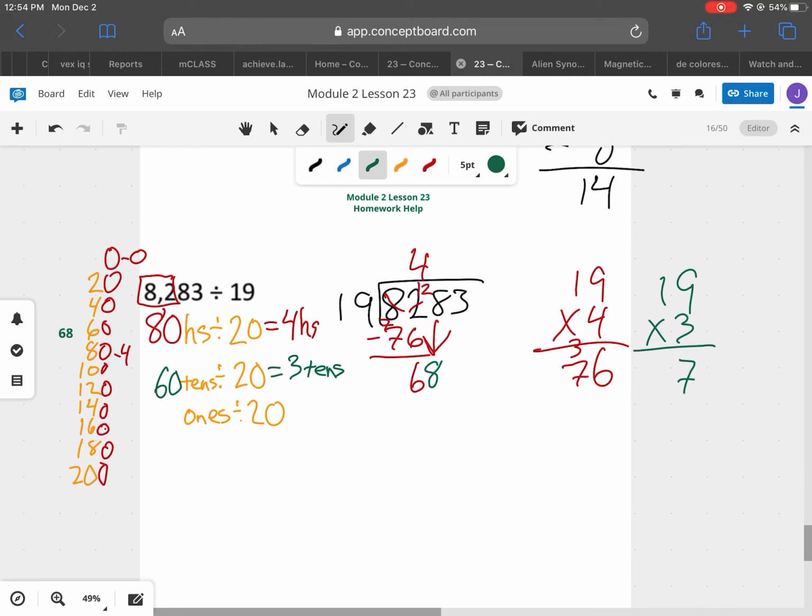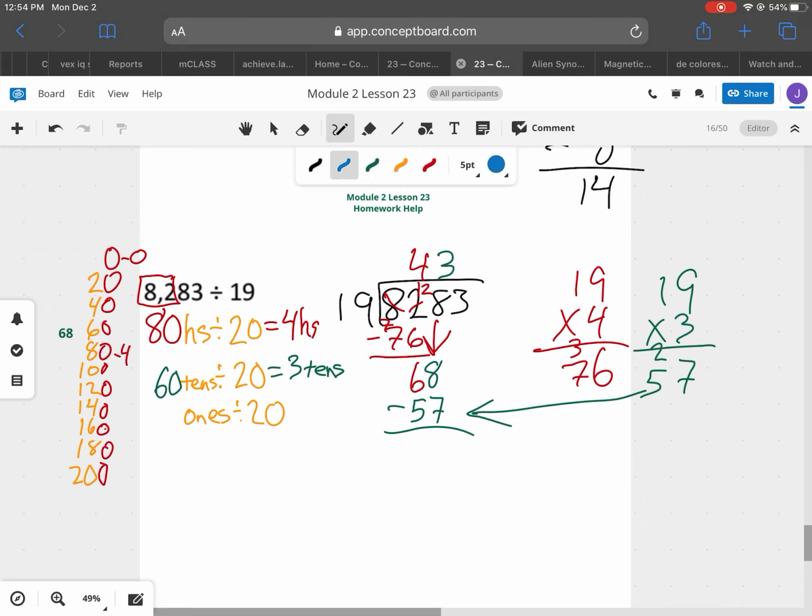9 times 3 is 27. 3 times 1 is 3, plus 2 is 5, so 57. And 57 is what I'm going to use to subtract. So my estimation helps me find an estimation of what it could be, but then I need to use this number to subtract. So please make sure you multiply.